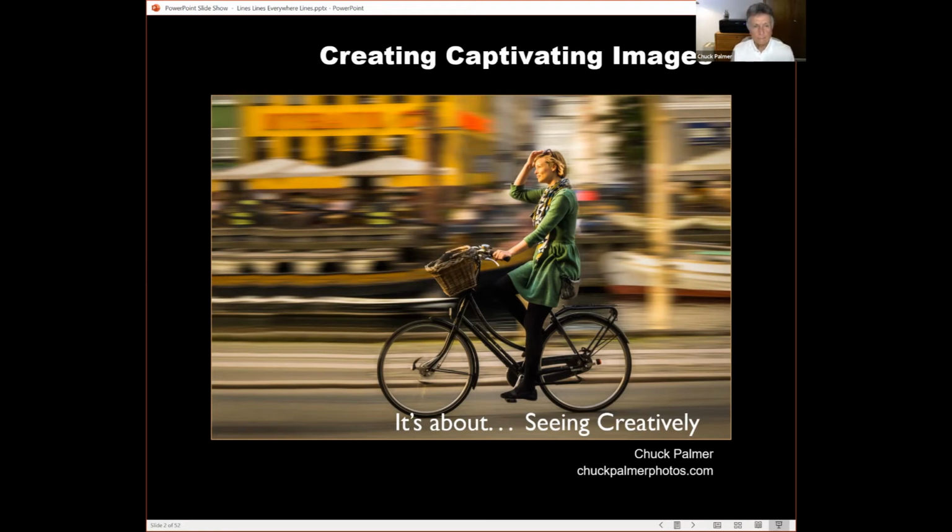And this is the fourth webinar in a series on photography composition tools and concepts. And we are on a quest to improve our photography by seeing and composing more creatively. That's what we've been talking about. And the good news is that seeing creatively is a learned talent. It takes some practice, but anyone can create remarkable images.